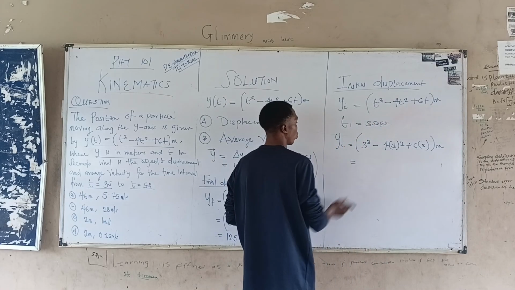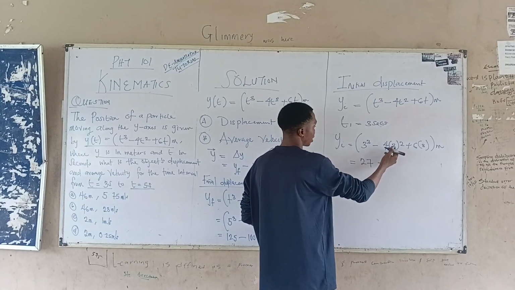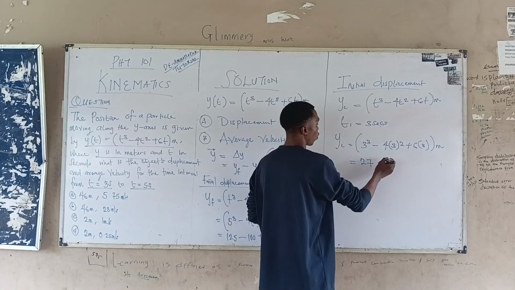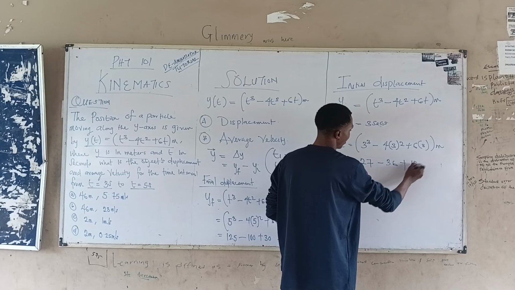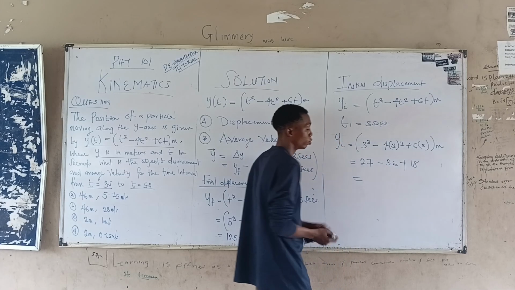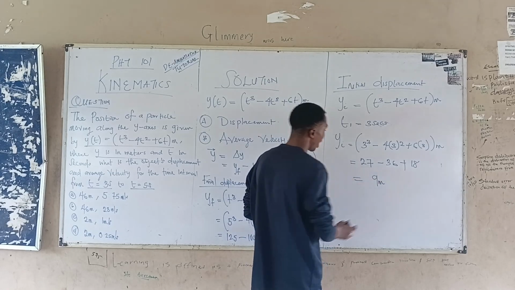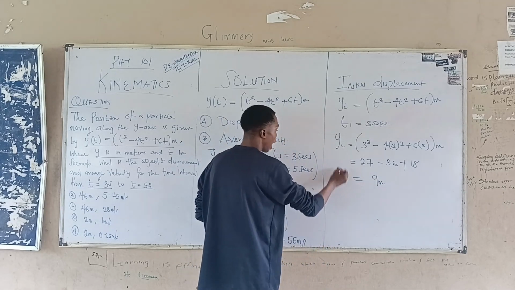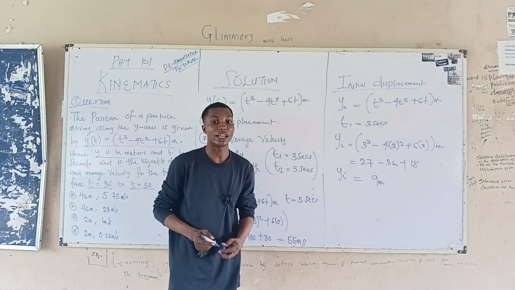So in this case, 3 cubed is 27. 27 minus 3 squared, which is 9, 9 times 4 will give 36, plus 6 times 3 is 18. When you simplify this on the calculator, you end up having 9 meter. So that's the value of our initial displacement.